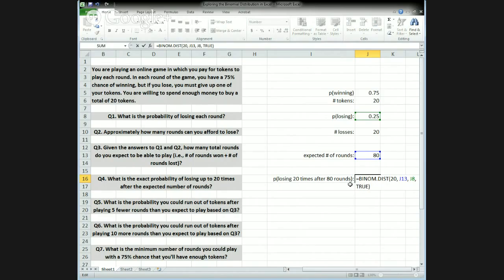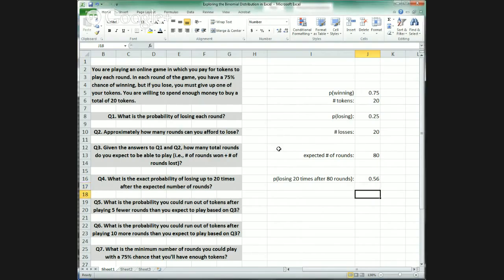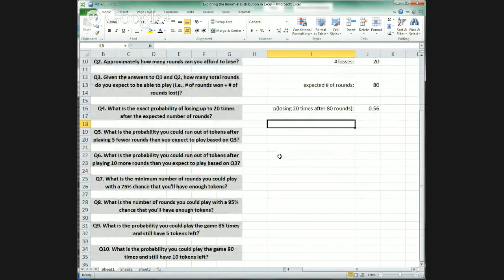Rather, what we want is the probability of losing up to 20 times. I'm sorry that that question was worded not quite correctly. I'll make sure that the answers version, when I upload it tonight, has the correct wording in it. We want the probability of losing up to 20 times. So we could lose 0, 1, 2, 3, 4, and so on, up to 20. That probability is 0.56.